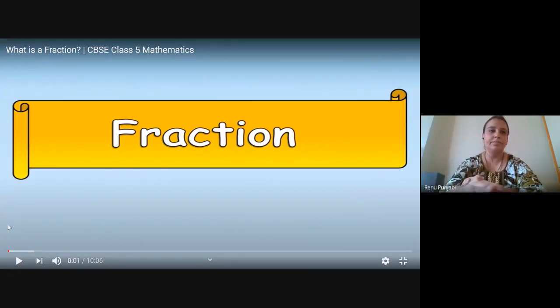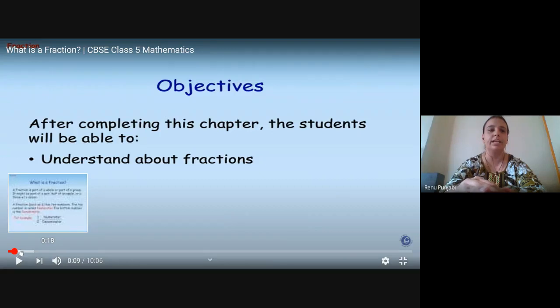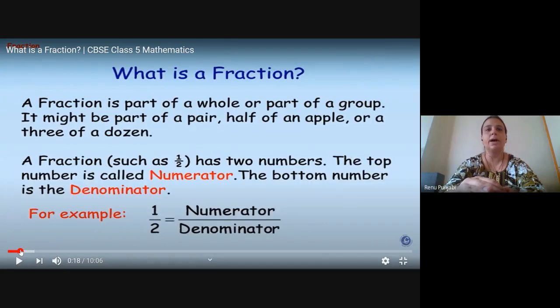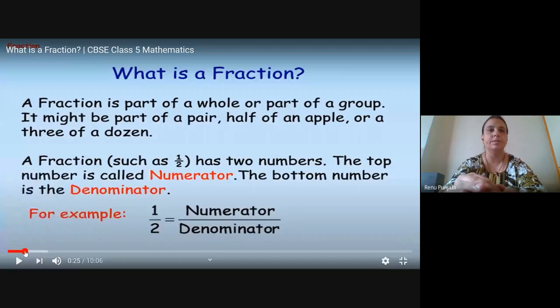So it's fractions. What is the objective? After completing this chapter, you will be able to understand the fractions which we have done. A fraction is a part of a whole or part of a group. It might be part of a pair, half of an apple, or three of a dozen. A fraction such as 1 upon 2 has two numbers. The top number is called the numerator and the bottom number is called the denominator. As you can see here in the example, 1 is the numerator and 2 is the denominator.